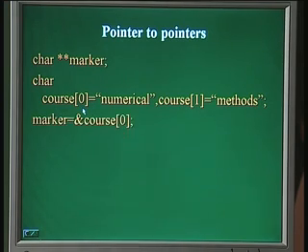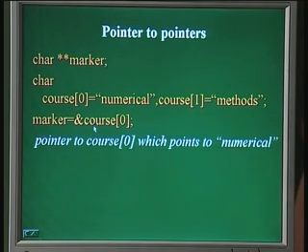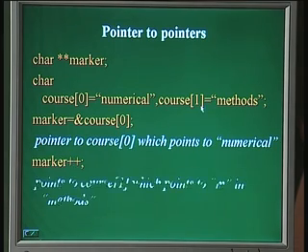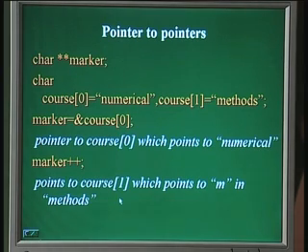So we make the marker point to course 0, this element. So it will point to the base address of that, right? That means the pointer to course 0 points to numerical. That's the value given to that. The string is numerical, and that's what it is going to get. And then we increment the marker. So what will happen? It will go to course 1. So it will point to course 1, which means it will be pointing to methods.